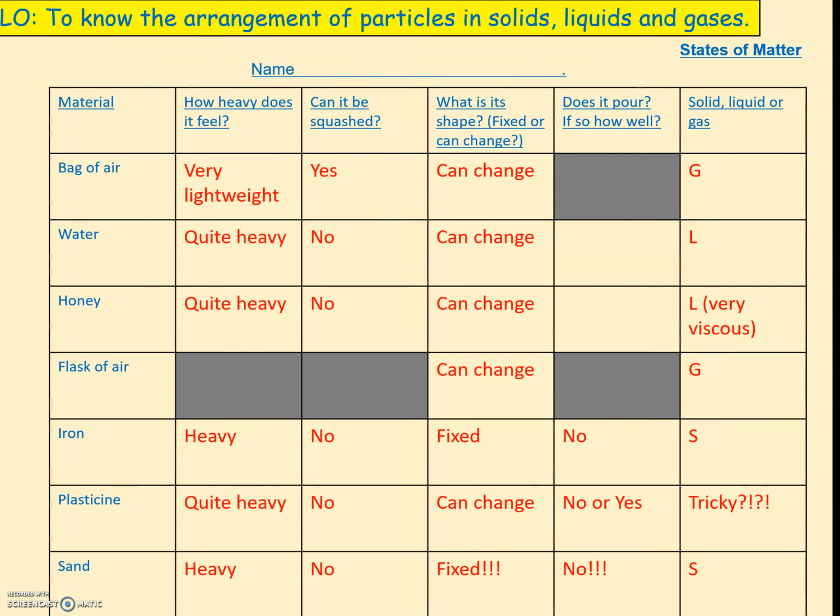So you may have come up with something that looks like this. A bag of air would be very light. Yes, it can be squashed, and yes, it can change shape, and yes, it would be a form of a gas. Whereas water is quite heavy. It cannot be squashed, it can change shape, and it's a form of a liquid. Honey, on the other hand, is quite heavy. It cannot be squashed. It can change shape, but it's liquidy, it's very viscous.